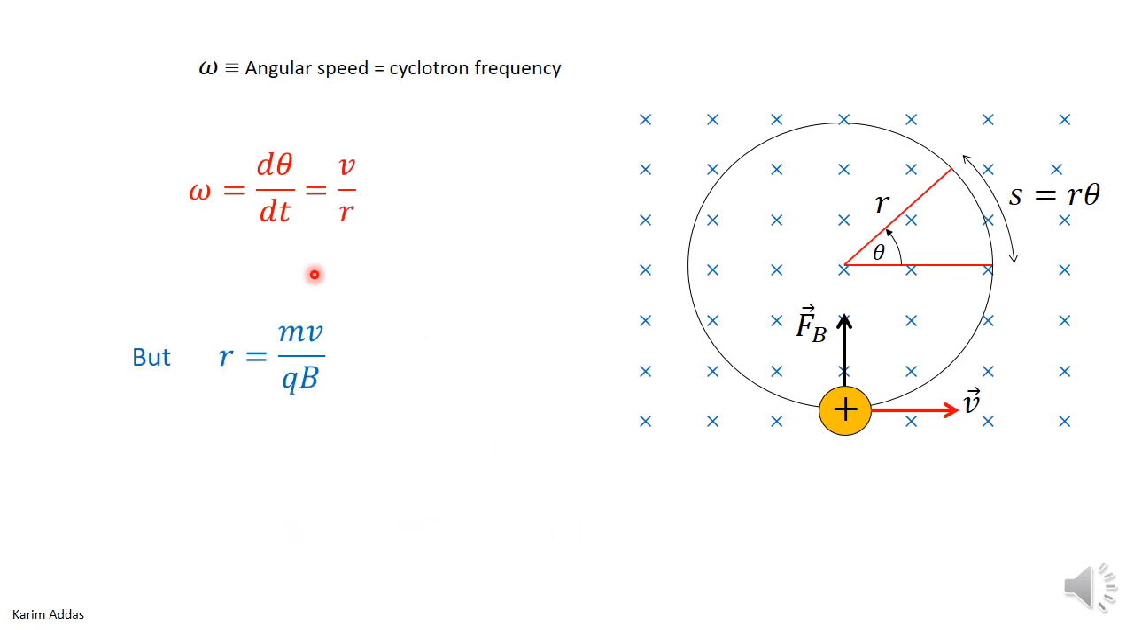So we know now that the angular speed is just the linear speed divided by r, but we know from the previous video that we found what r was, the radius. The radius was mv over qB. So if you substitute r to be mv over qB, you get that the angular speed is v over r, and at the same time it's qB over m.